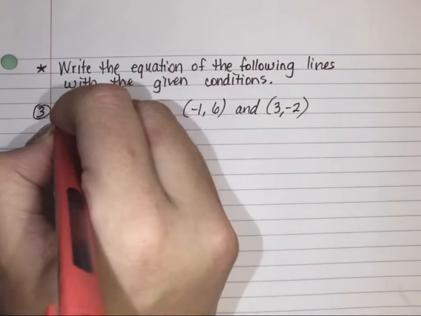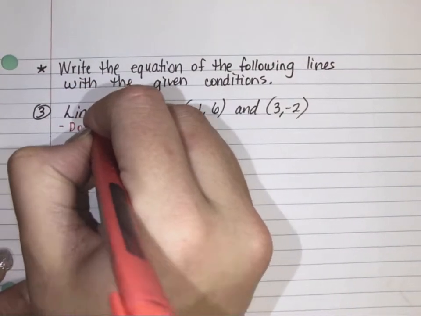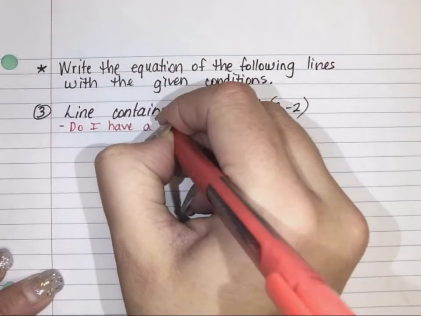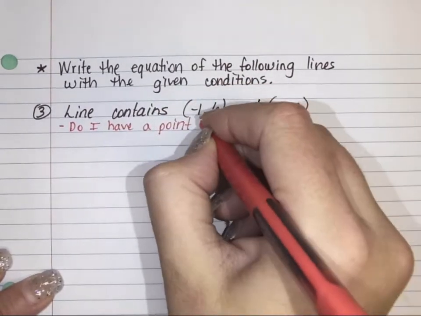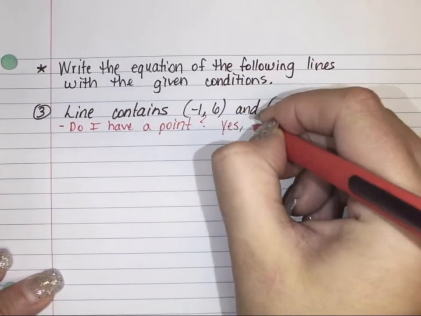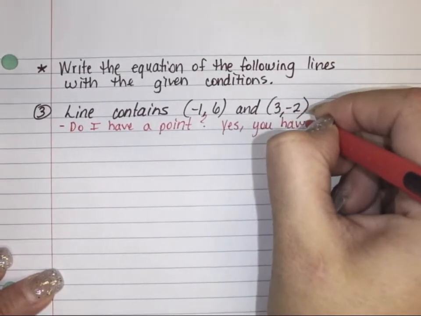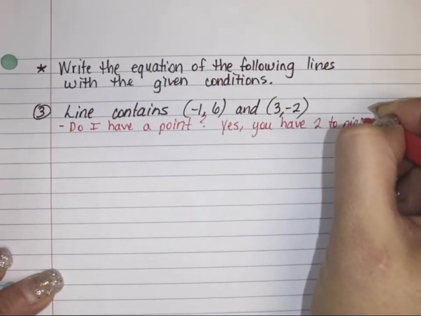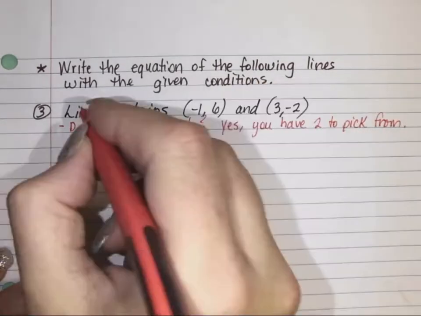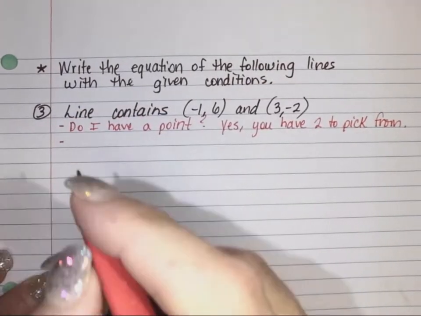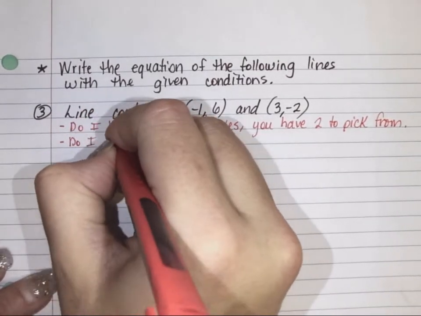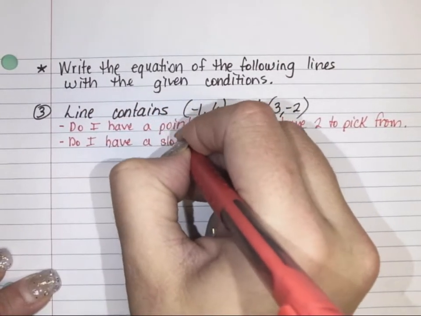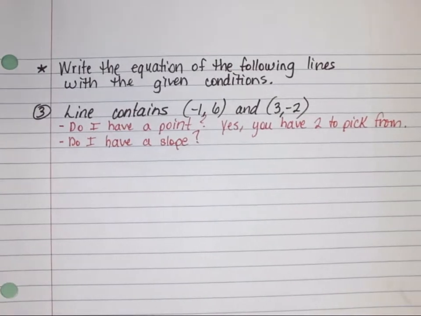So ask yourself, do I have a point? And yes, they actually give you 2. You have 2 to pick from. You can choose either one. And then the second thing, do you have a slope? You definitely do not see m equals, and you definitely don't see a slope. So for this case, we have to do some work to find the slope.